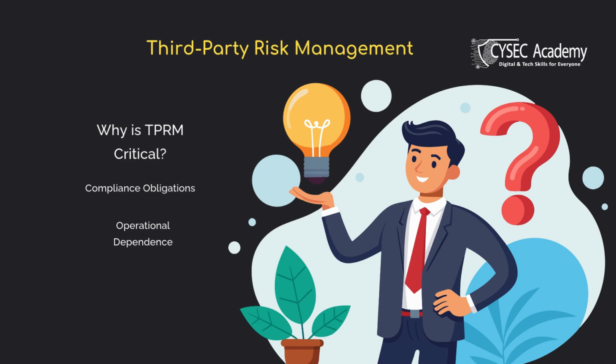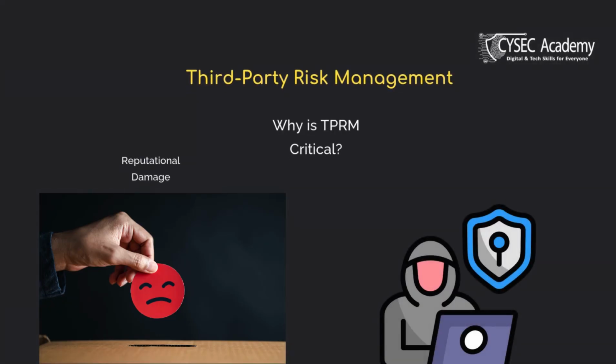Operational dependence: disruption at a critical vendor, e.g., your cloud provider, core software vendor, key supplier, can directly impact your own operations, tying into BCP. Reputational damage: your organization's reputation can be harmed by the poor security or unethical practices of your associated third parties. Supply chain attacks: sophisticated attackers increasingly target software vendors or managed service providers to compromise their downstream customers, e.g., the SolarWinds attack. Failing to manage third-party risk effectively creates significant blind spots and potential vulnerabilities. This is a major focus area for regulators and auditors today.